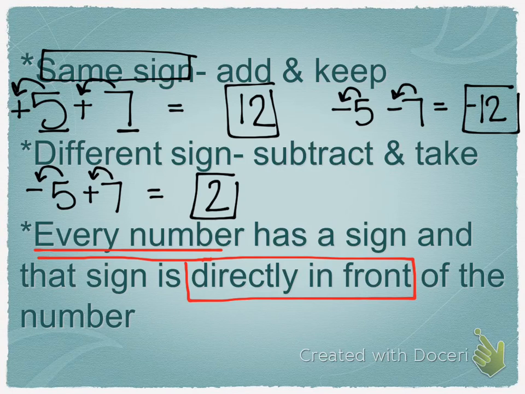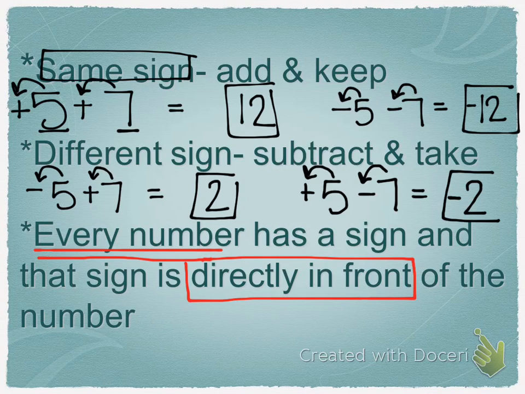Okay, now what if it looked like this? All right, get in the habit. Look for signs. What is 5 sign? Positive. Even though I don't see it, I know it is. What is 7 sign? Negative. So I'm going to subtract and take. Different signs, subtract and take. So 7 minus 5 is 2. Take the sign of my larger number. 7 is bigger, but what is 7? Positive or negative? Negative. So my answer should be -2.